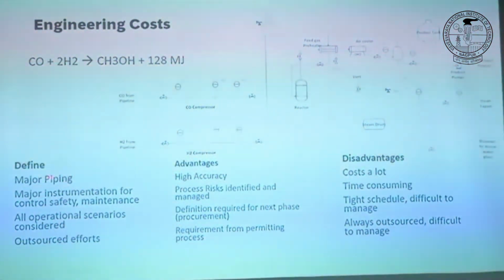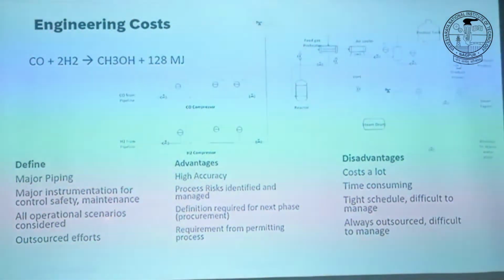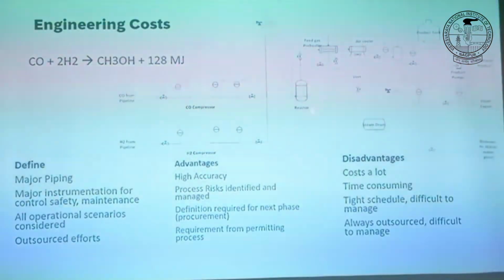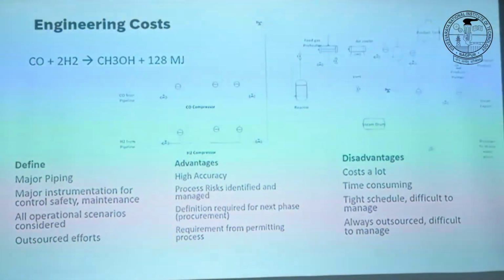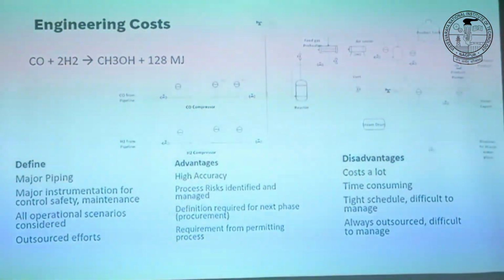At this level you already define major piping, all the instrumentation, safety system, all operation scenarios. Like you mentioned, there could be a scenario where you do not have off-takers, which are trucks, so everything is going into the tanks. So probably there is some piping bypassing, you need additional piping. So all those scenarios you have to think about and install the equipment. Advantage, once again, very high accuracy because you have defined almost everything. There's a very small chance that you forget anything. So accuracy is very high.